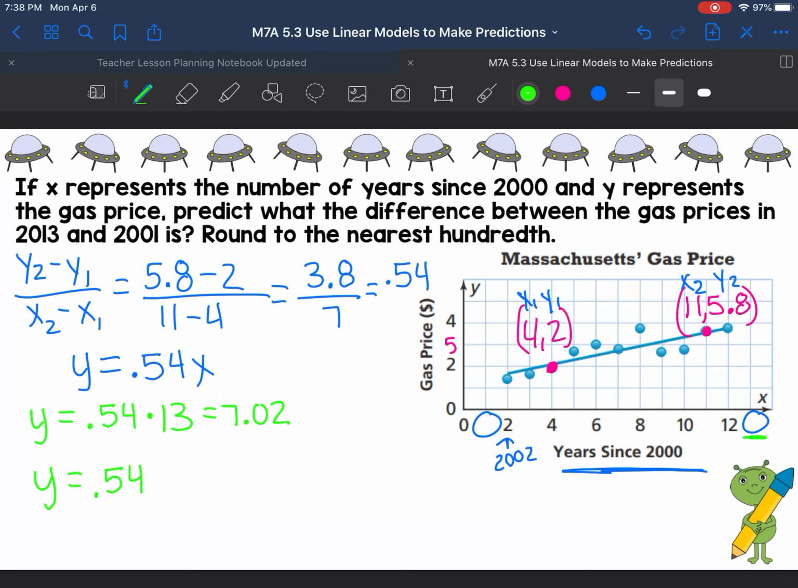And now I can do y equals 0.54 times 1. And that gives me 0.54. And now I just need to subtract 7.02 minus 0.54. And that's going to give me an answer of 6.48.